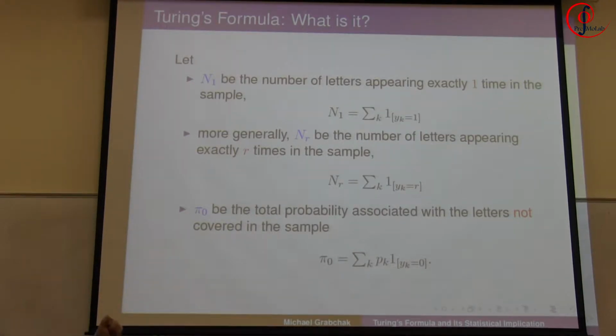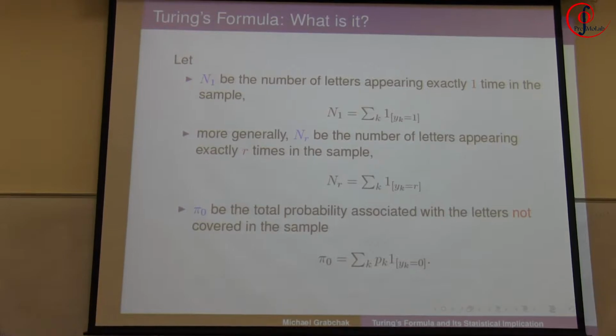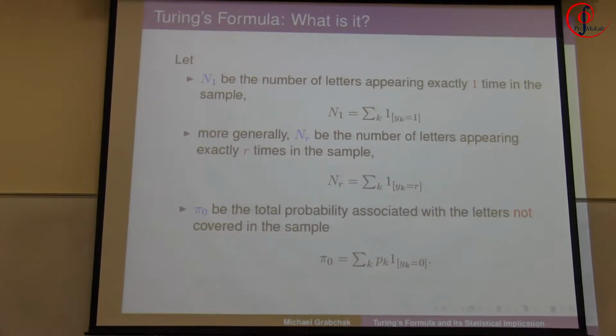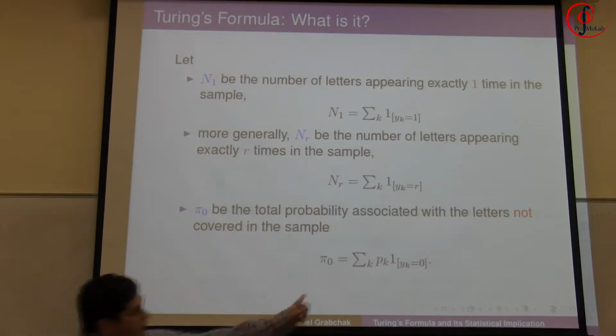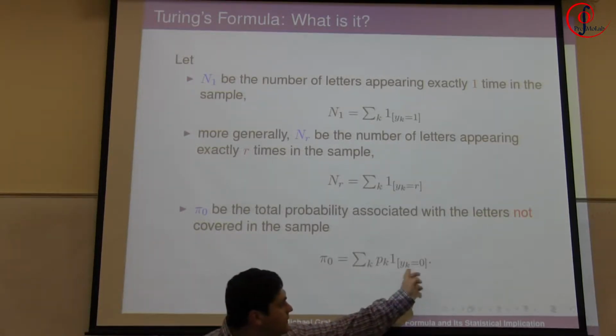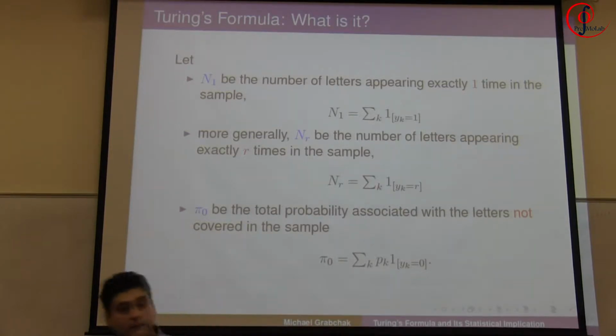nr, we can define in a similar way how many species we saw exactly r times. And pi 0 is the probability associated with letters that we did not observe. So it's the sum of the pKs of the species that were not observed. And what we want to estimate is pi 0.